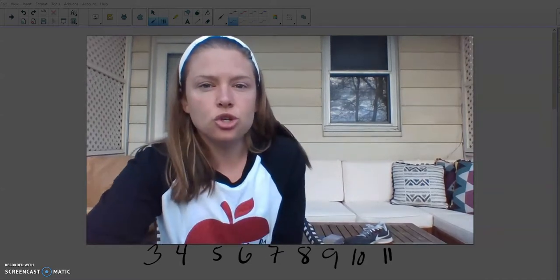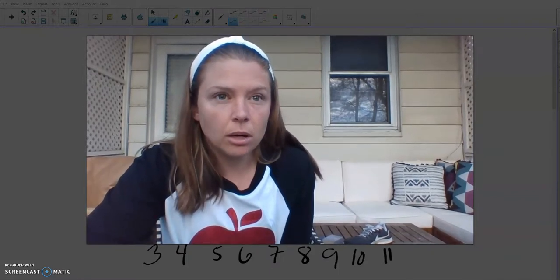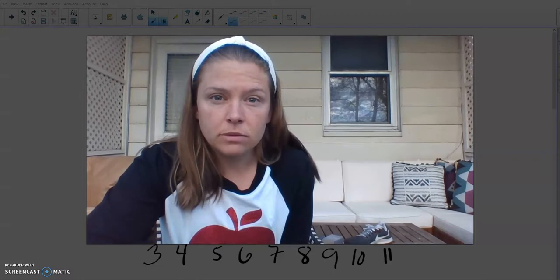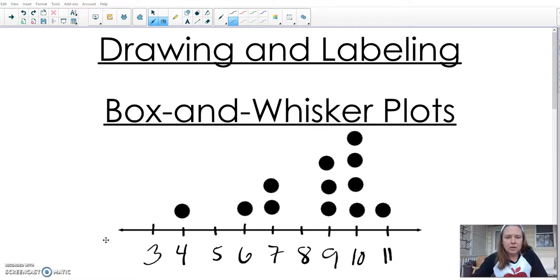All right, let's get started. I'm going to actually use a dot plot example from the dot plot lesson on Monday this week. So right here, you're going to see one of the examples that I gave you. I'm going to scoot in here. All right. Box and whisker plots.